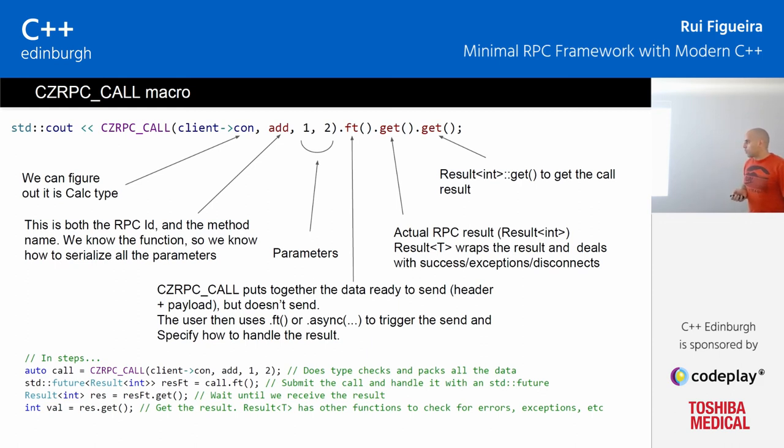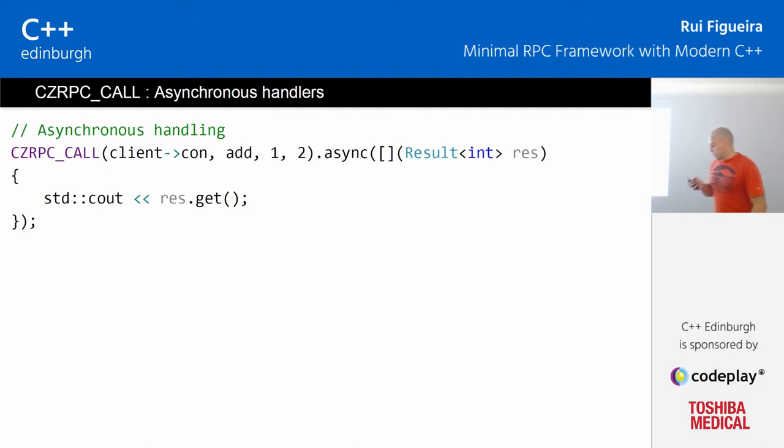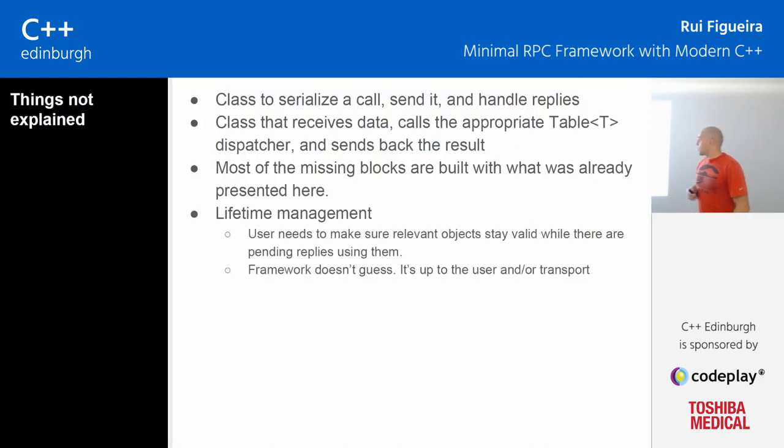So the macro gives you an object. You call FT because you want to handle with the future, get the actual RPC result, and then get the value. And this is my favorite, asynchronous handling. Again, at this point that's where it submits. So dot, and you pick, okay, I want to handle with an asynchronous handler. As you see, the result of int dot get. And that's it, pretty much.